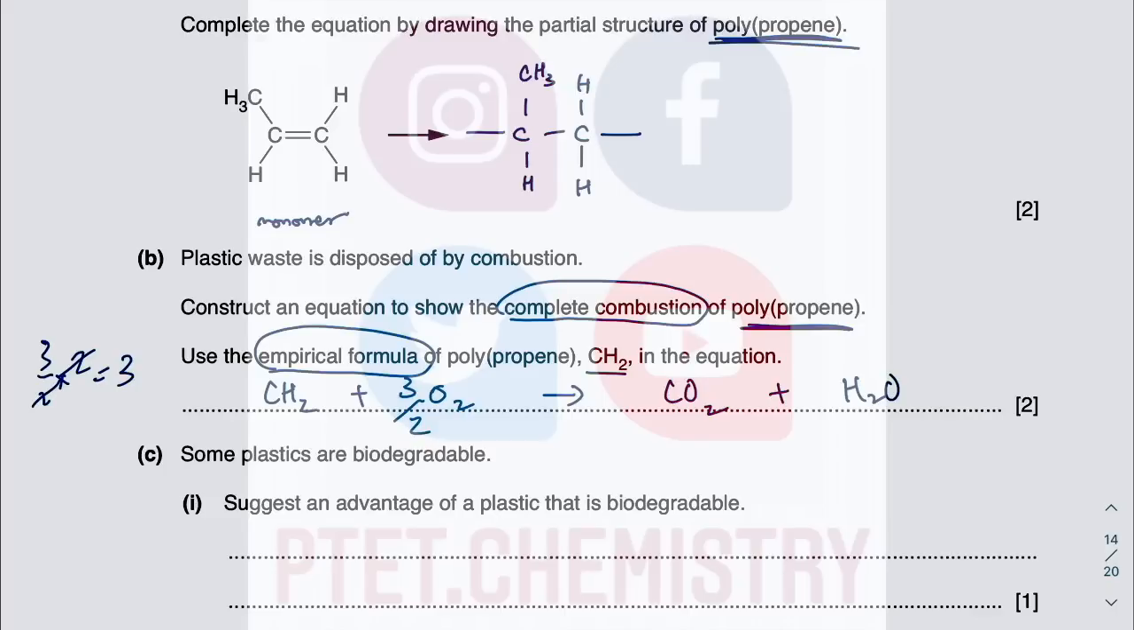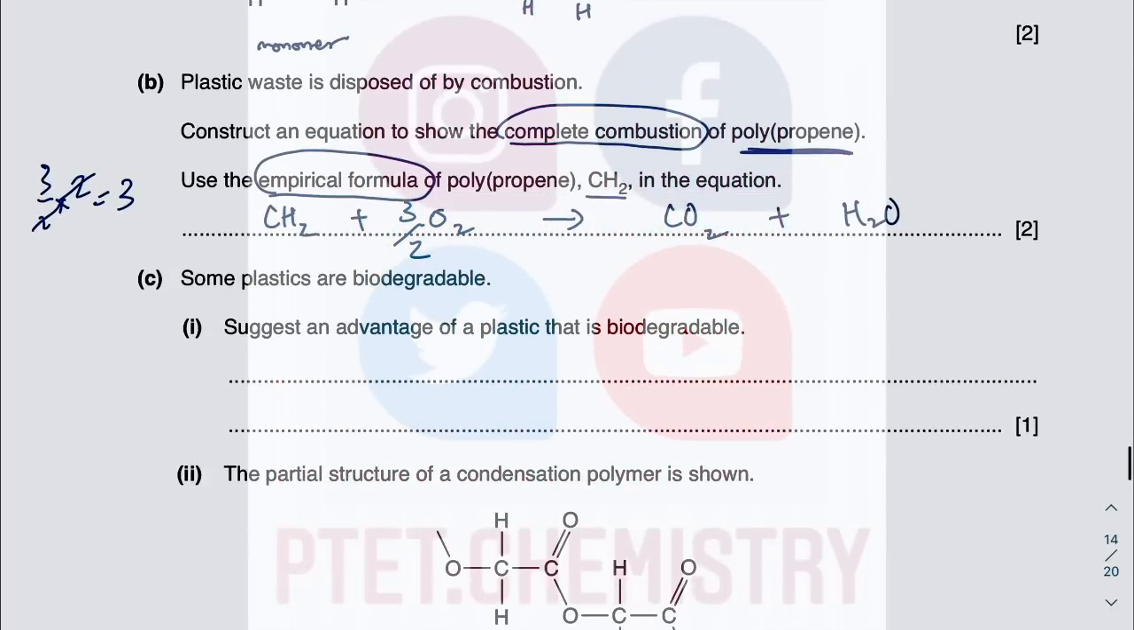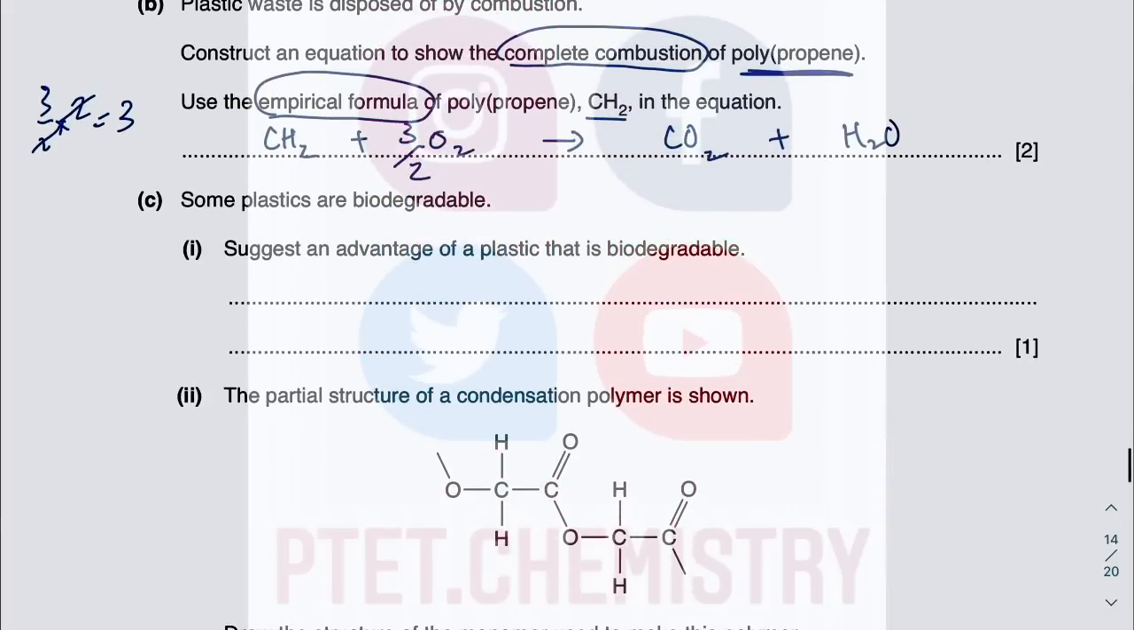3 over 2 oxygen on its own is not fine, but when you have the molecule, it is fine because they do balance out. Alright? You can also multiply the whole thing by 2, then you will get 2, you get 3, you get 2, you get 2. Also fine. Whichever one suits you. Okay?